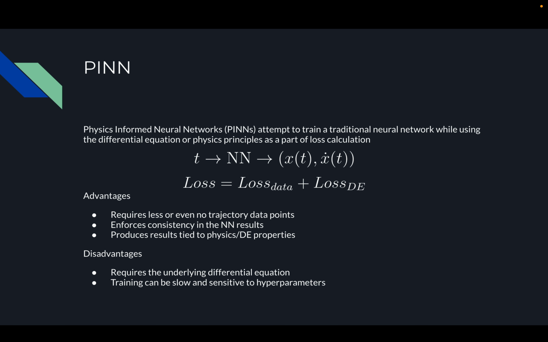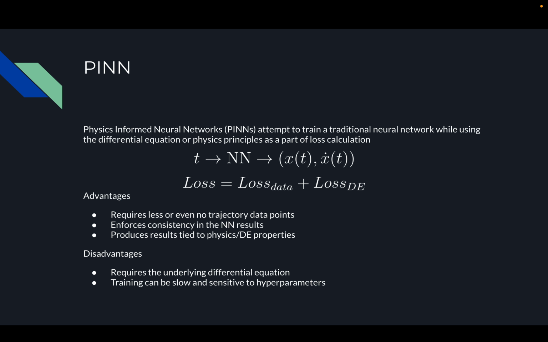Which then brings me to my third method that I attempted, the physics-informed neural network, which is essentially identical to training a traditional neural network, but it uses the differential equations of the system or physics-based principles as a part of its loss calculation and attempts to enforce these on the model. And its advantages include that it requires less or even no trajectory data points, although I gave mine the same number as the other two methods.